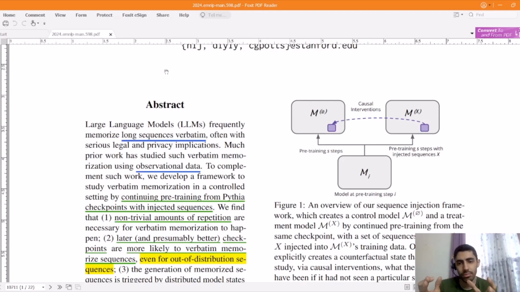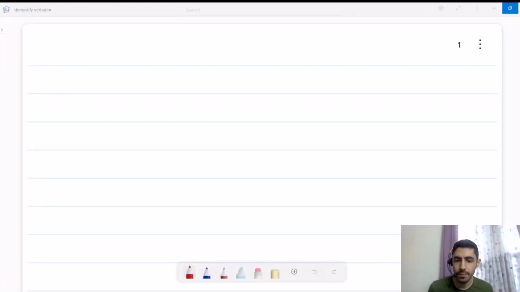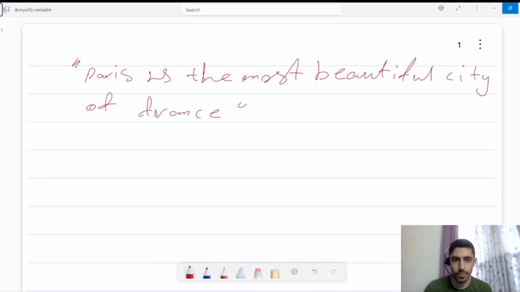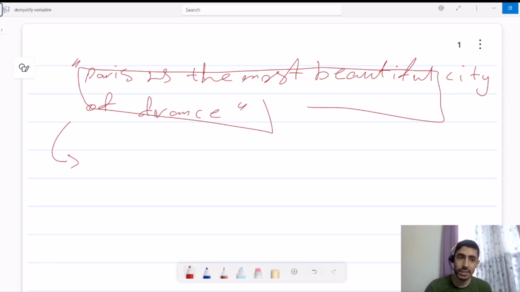You give it to your LLM, and it would memorize some of the input data word by word. For example, imagine you have "Paris is the most beautiful city of France," and you would have this exact sentence in your output, and you would see this exact sentence by prompting your LLM.